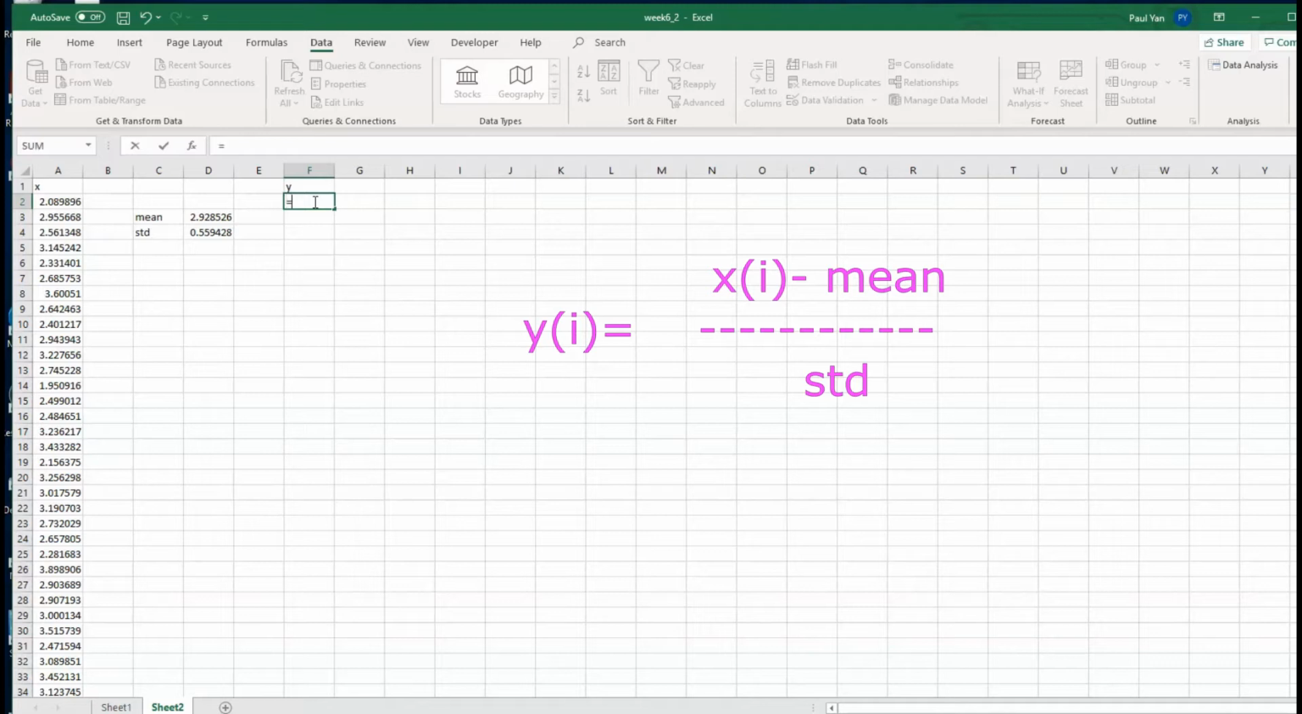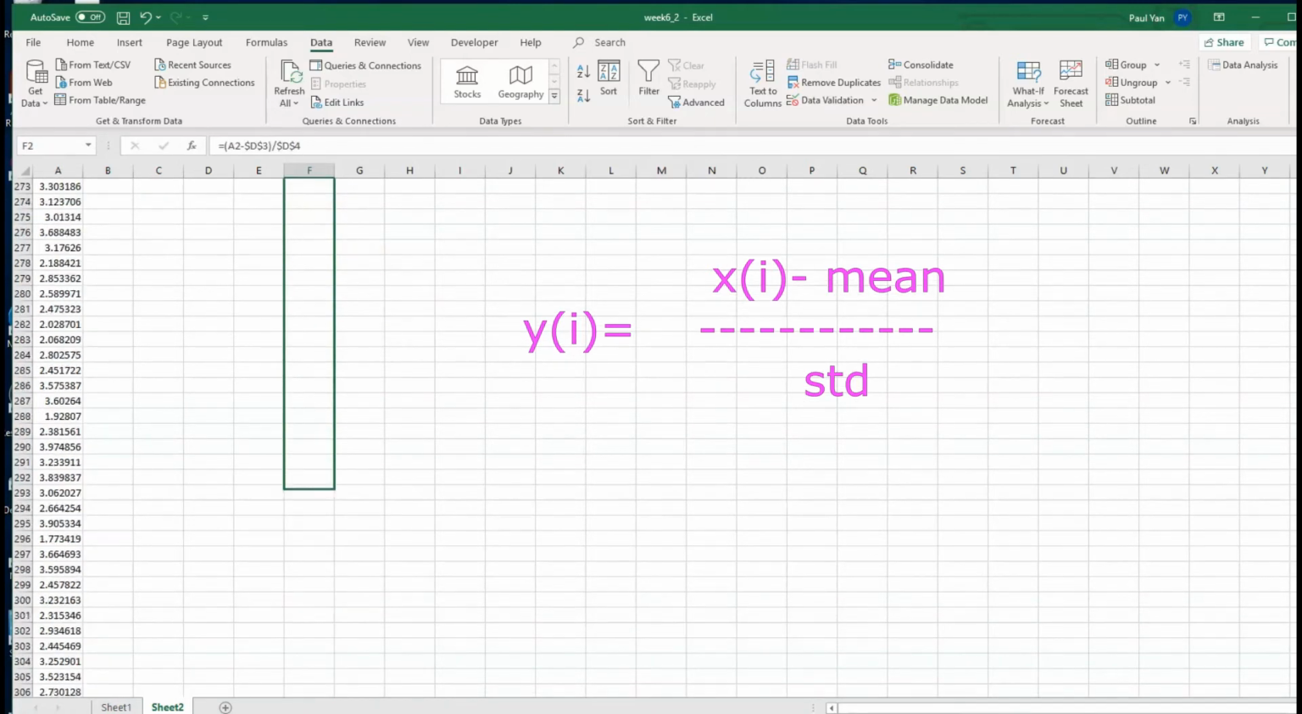So the Y column equals, this is X1 minus its mean. Because we always subtract the same mean, we have to hit F4 to lock it. The standard deviation is 0.559. Again, we hit F4 to lock it. Then we just copy and paste.